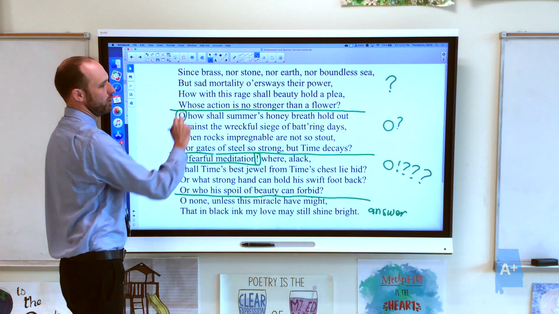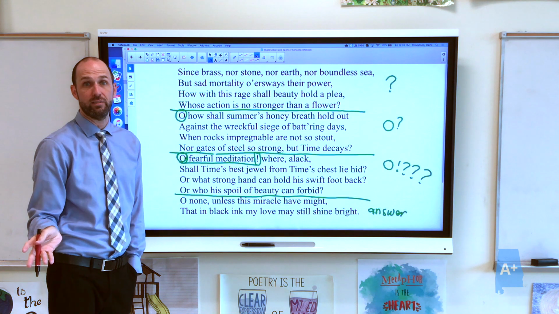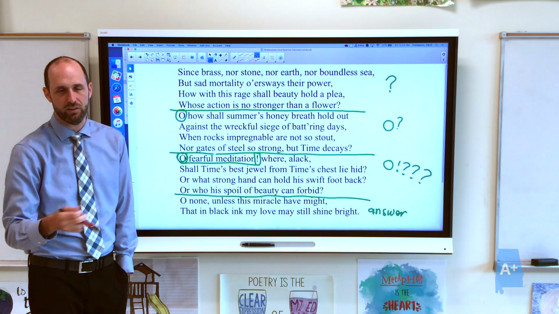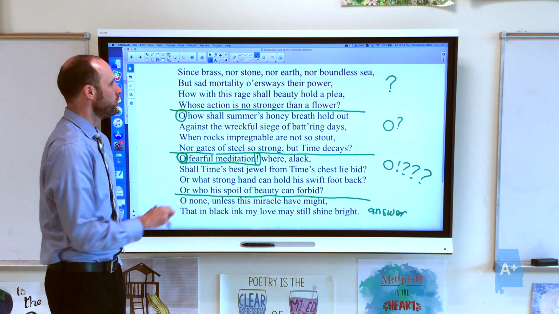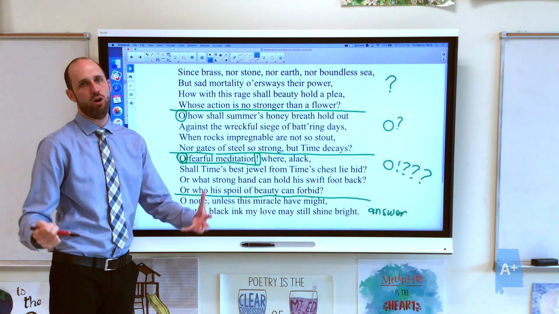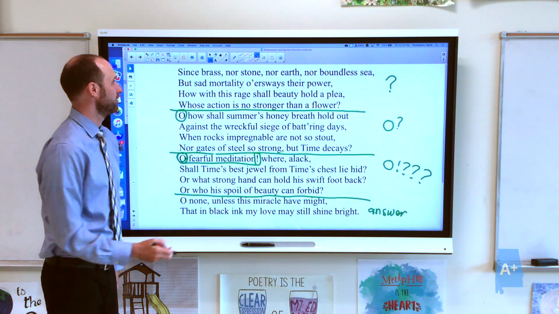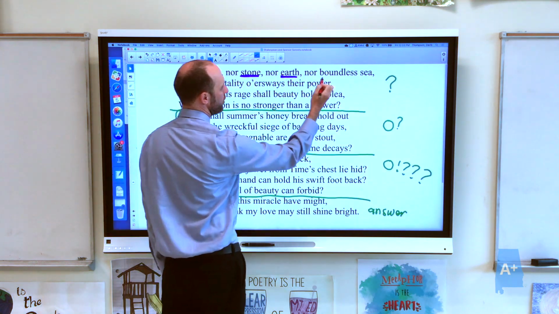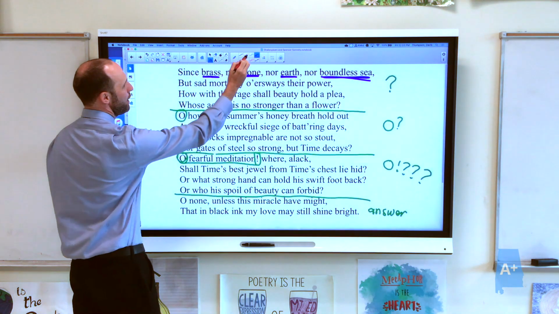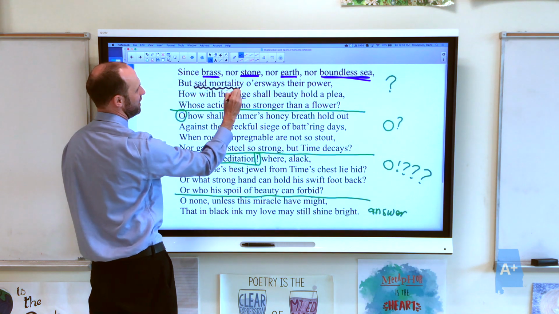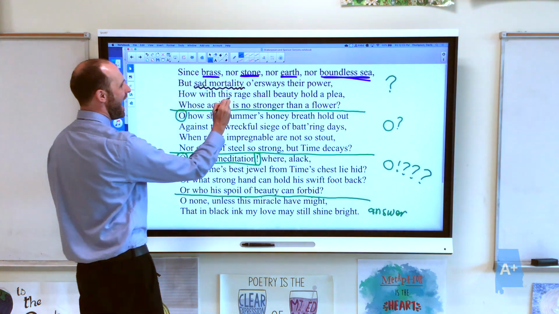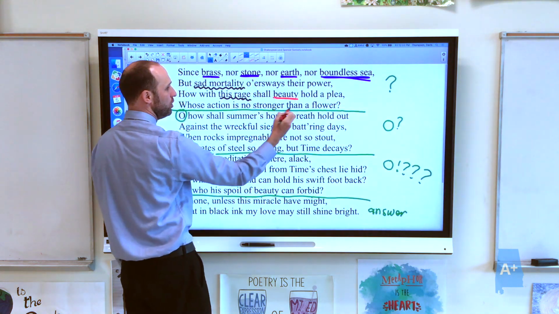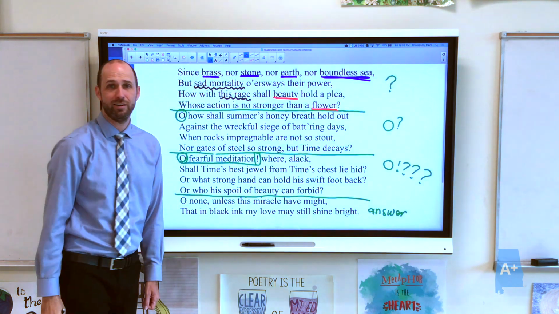Now, Shakespeare doesn't do a neither nor construction, probably because he only needs 10 syllables, or maybe that was very Elizabethan. But when I read the line, I like to add a neither just because it seems natural to us. So the first line is filled with very powerful, strong, hard, lasting things. Since neither brass, nor stone, nor earth, nor boundless sea, but sad mortality o'ersways their power, how with this rage shall beauty hold a plea, whose action is no stronger than a flower?